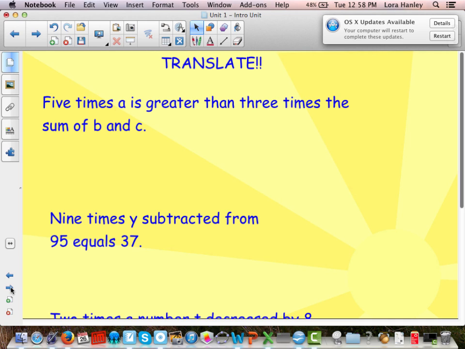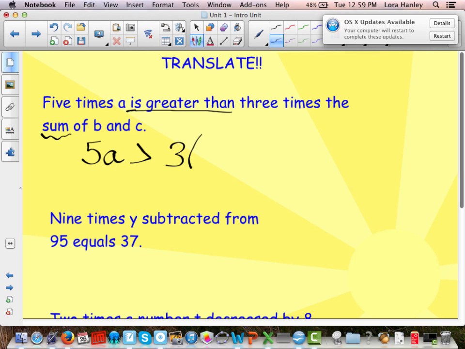Let's try some right here. 5 times a, so 5a, is greater than. Remember, is means that I have the inequality sign, not a plus sign. So is greater than is that 3 times, now we have the word sum. And remember, whenever we see sum or difference or product or quotient, I want parentheses. So parentheses, sum is addition, and we're adding B and C. Now this one happened to be an inequality, not an equation, but they both follow the same rules here.